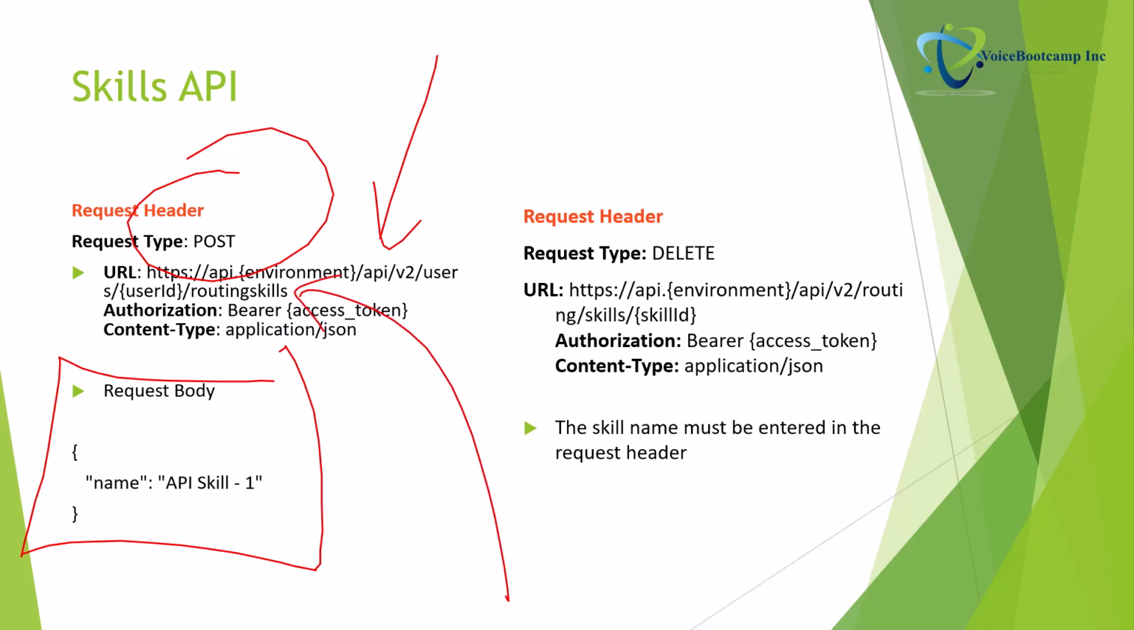So the routing skills, we're saying, okay, for that particular user ID, fcon or whatever that may be, apply the routing skill, and the name of the skill is going to be called API skills -1 or sales or support. So that's how you are going to apply that. Now we're creating the skill and we're going to apply that to that particular user. Now the skill name must be entered in your request body as mentioned.